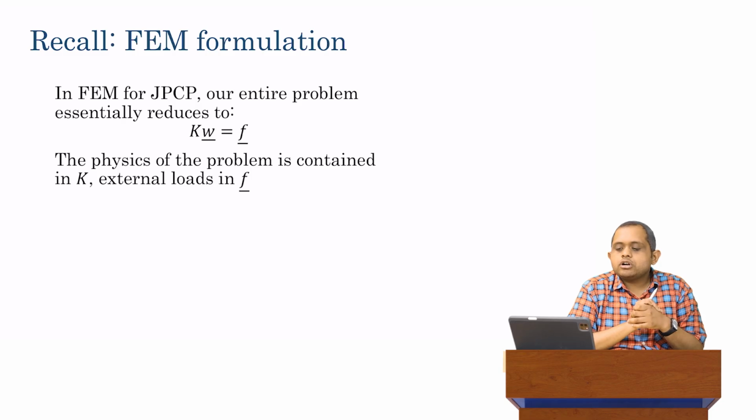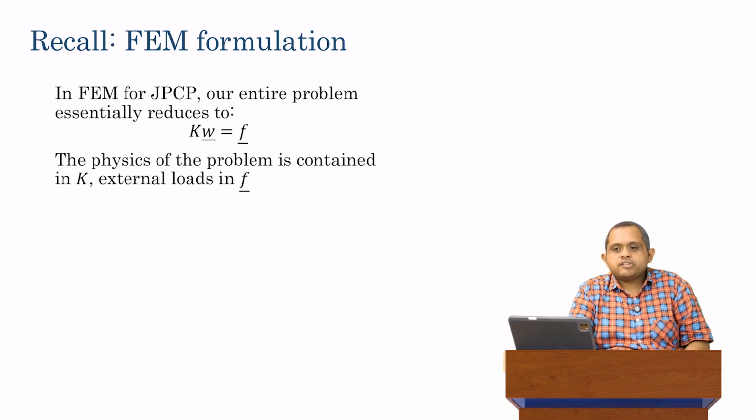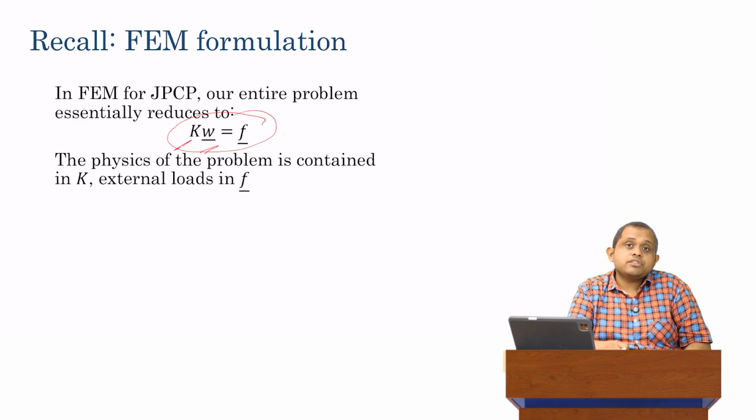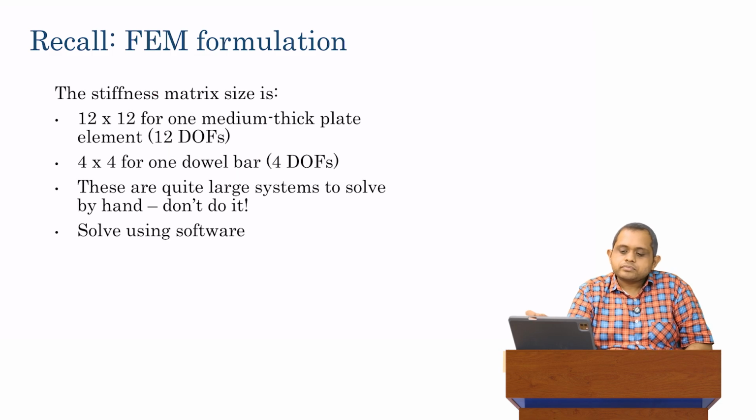Okay, so we already talked about this, that basically for our JPCP, our entire formulation comes down to Kw is equal to F, where K is our global stiffness matrix, W is our vector of degrees of freedom, that's W, theta 1 and theta 2 at each node, and then F, this underbar by the way just means it's a vector, F is the external loads which are being applied. That's what it all comes down to in the finite element method.